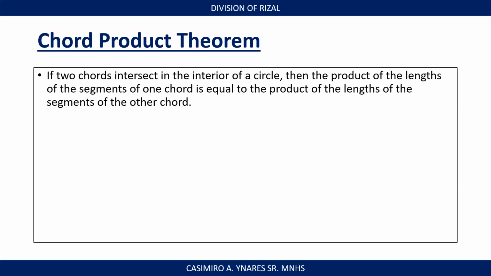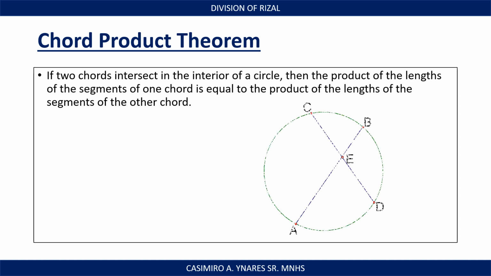Number 1, we have the chord product theorem, and it says, if two chords intersect in the interior of a circle, then the product of the lengths of the segments of one chord is equal to the product of the lengths of the segments of the other chord. Look at the figure.